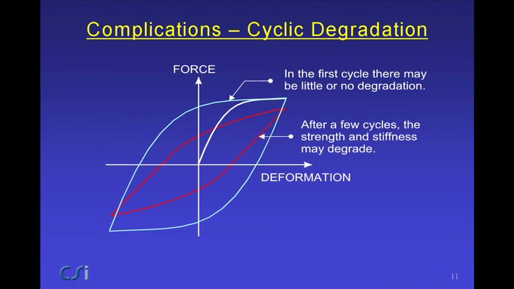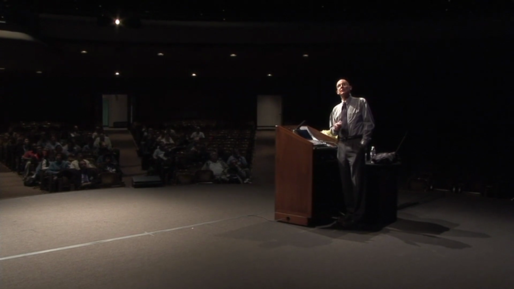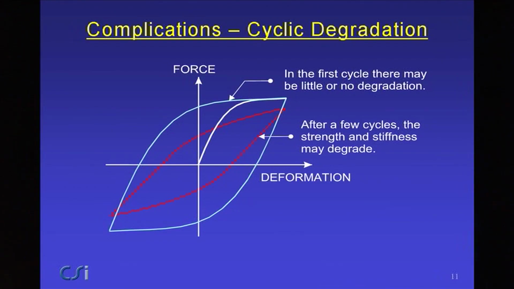Second complication is cyclic degradation. What this illustrates is if you were to load the structure or component up and then cycle it once, you might get a nice fat hysteresis loop. If you cycle it several times to the same amplitude, you might find that the hysteresis loop will degrade. The stiffness can degrade, the strength can degrade, and as a consequence, the amount of energy which is dissipated also degrades. And that occurs under cyclic deformation.